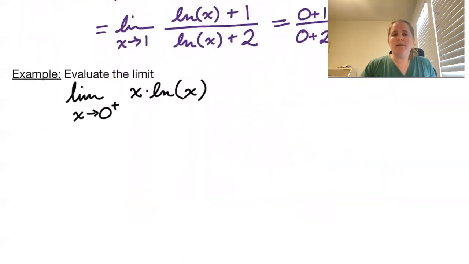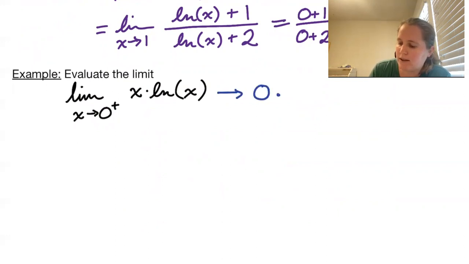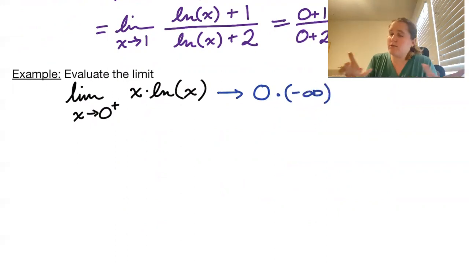Next up, we'll go ahead and take a look at a product. So if we look at the limit as x goes to 0 from the positive side of x times natural log of x, in this case, we're going to get a 0 times a negative infinity. Right? And so this has two conflicting pieces of the product, one trying to pull things to 0, one trying to pull things to negative infinity.